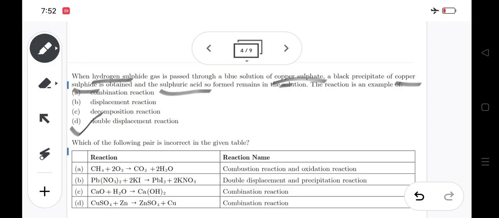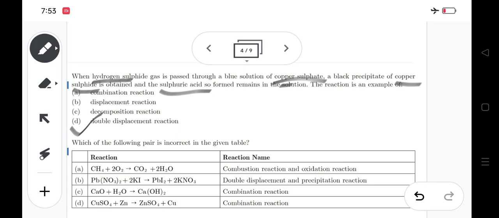Now, which of the following pairs is incorrect? See, children, most of the time you will not read the question fully and immediately you will write the first option as the correct one because it is a correct reaction. The question is to find the incorrect pair from the given table. First one, CH4 plus O2 gives CO2 plus H2O. This is a reaction that we learned in carbon compounds also. It is a combustion reaction. It can also be called an oxidation reaction because addition of oxygen takes place.